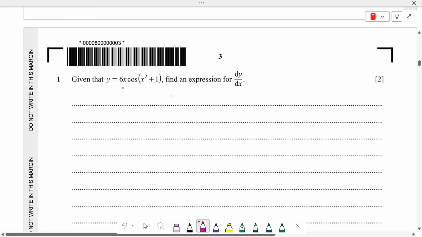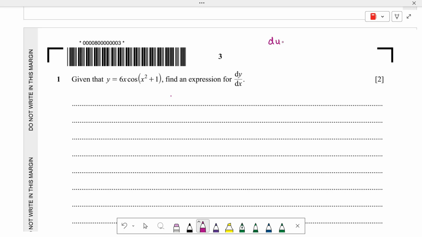Given that y is equal to 2x cos of (x squared plus 1), find the expression of dy over dx. So we need to find the derivative of the given function, and this function is comprised of two functions, x and cos of (x squared plus 1). We need to use the product rule.